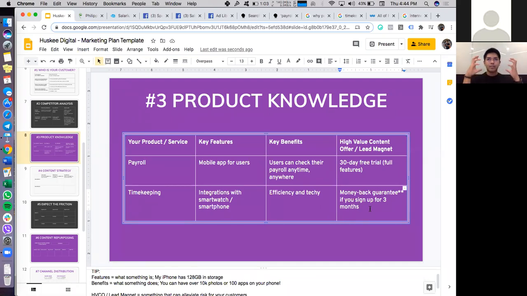But the bigger question is what I said earlier. How can I alleviate risk? How can I show value to my customers or my prospects, and give them the confidence that they need to make that purchase? So that's very important. Yeah, so I will fill this up. I will have working ideas for a lead magnet, because again, that's going to come back to me in a few slides.